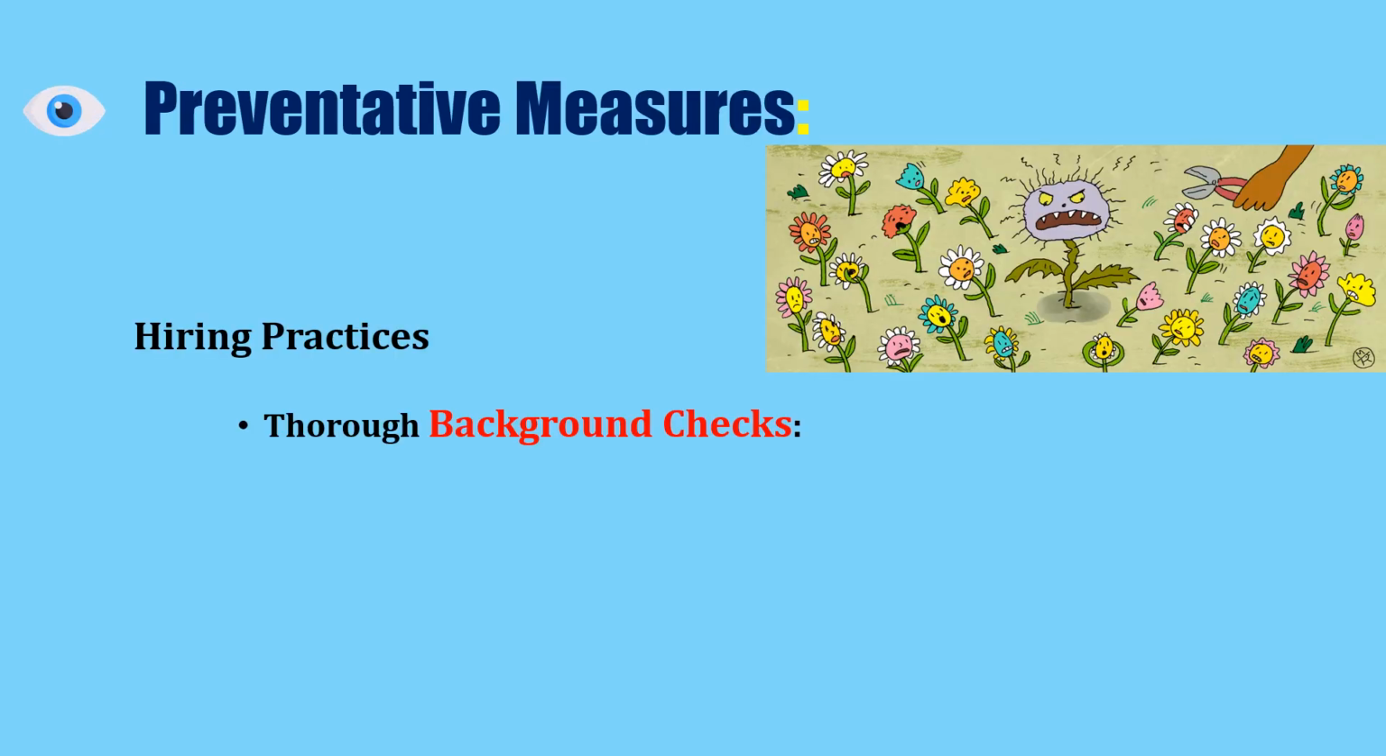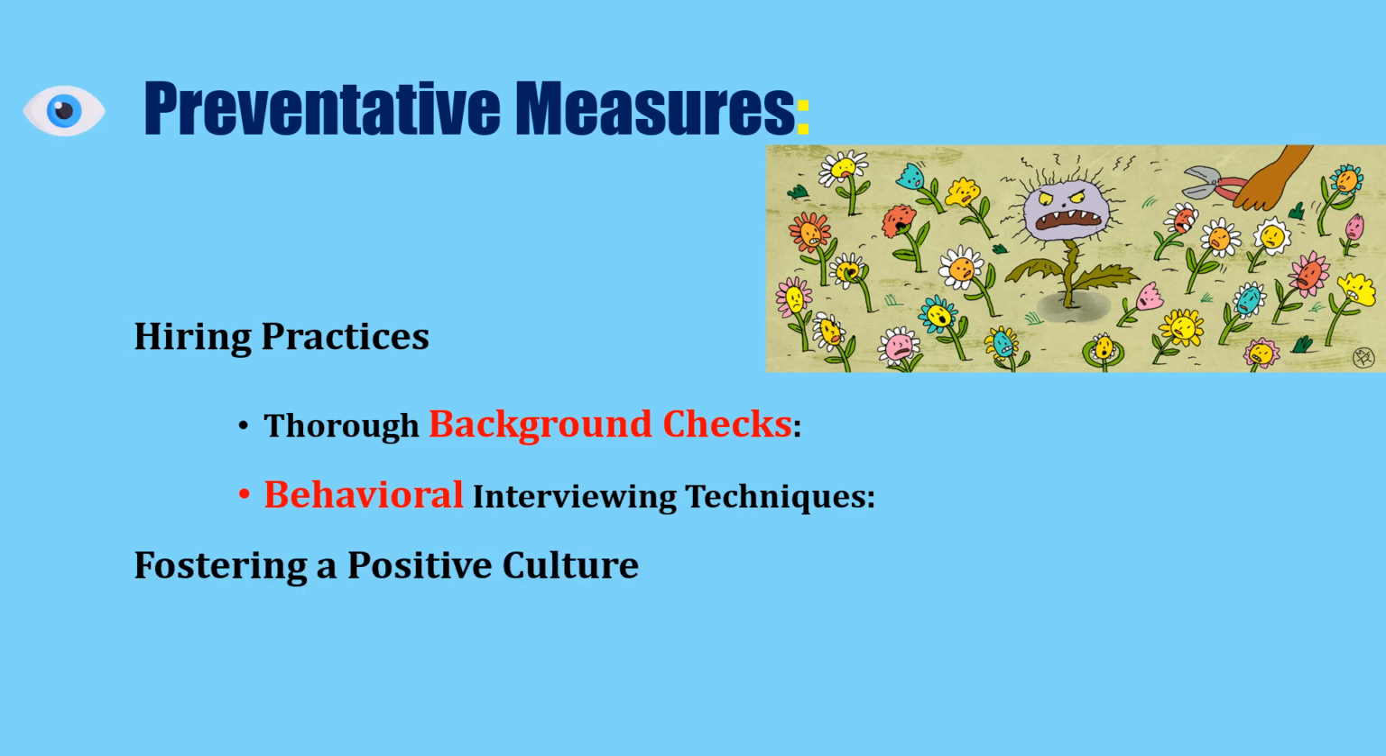Preventive measures. Hiring practices: thorough background checks, verify the candidate's past work history and behavior. Behavioral interviewing techniques: use questions that assess a candidate's potential for toxic behavior. During the hiring process, XYZ company implemented behavioral interviewing techniques to identify candidates who might display toxic behavior, reducing the likelihood of hiring problematic employees.